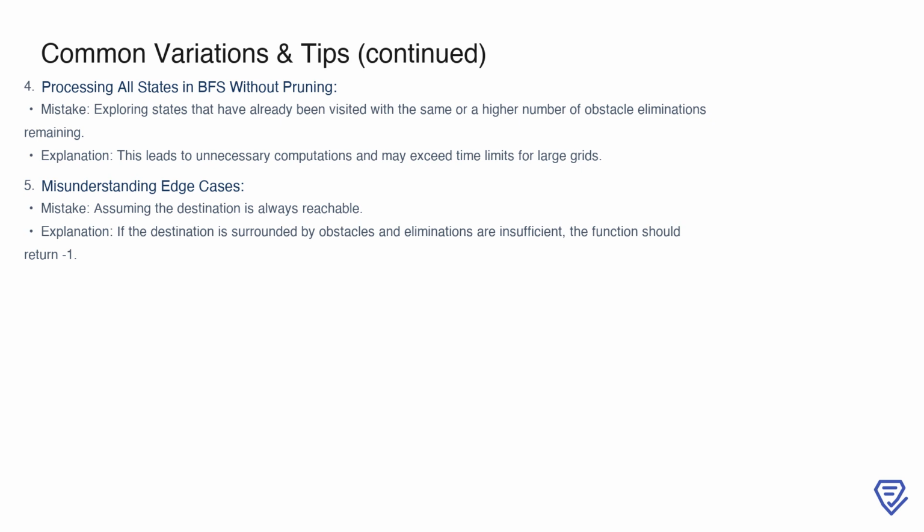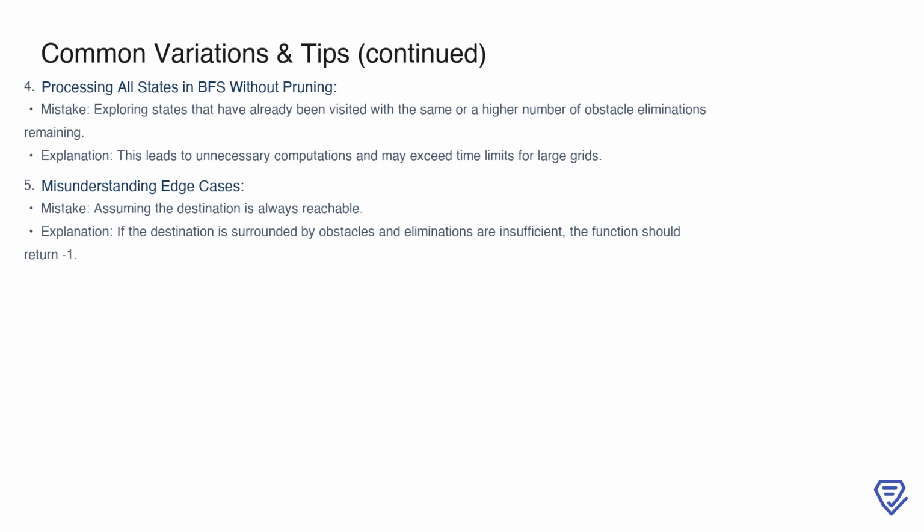One mistake is processing all states in BFS without proper pruning. If you revisit states that have already been visited with the same or more remaining obstacle eliminations, you're doing unnecessary work. This can lead to excessive computations and even time limit exceeded errors on larger grids.